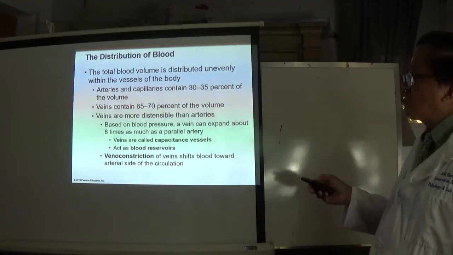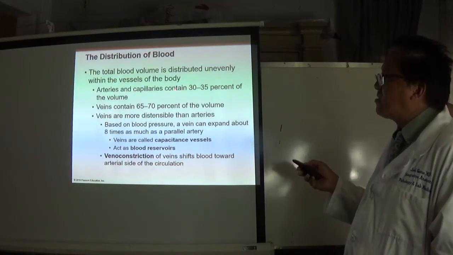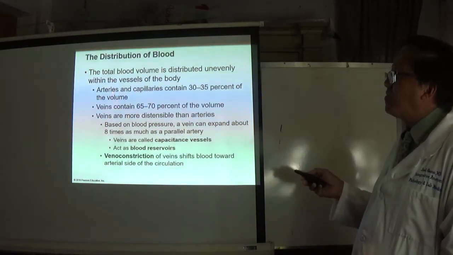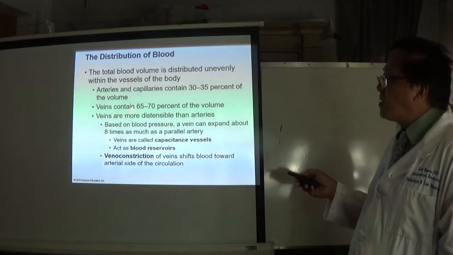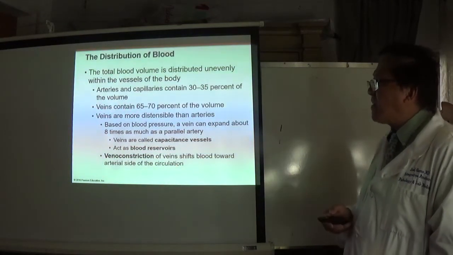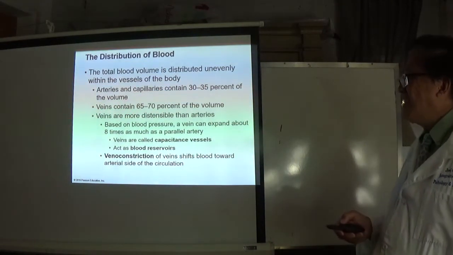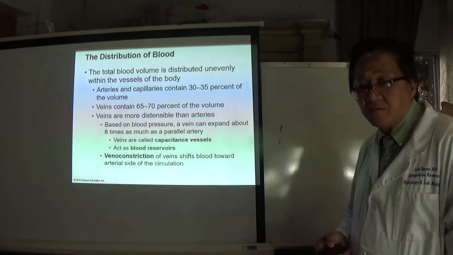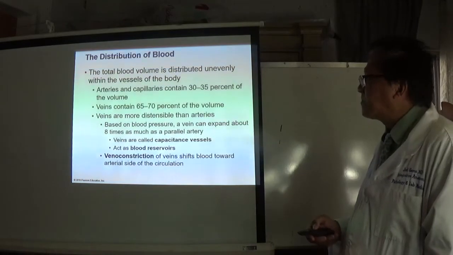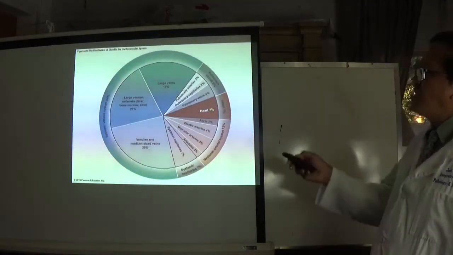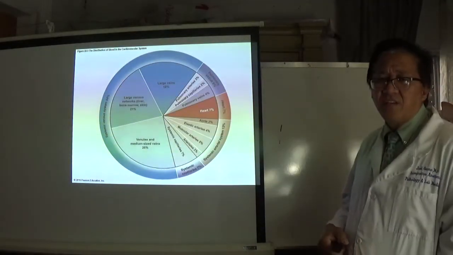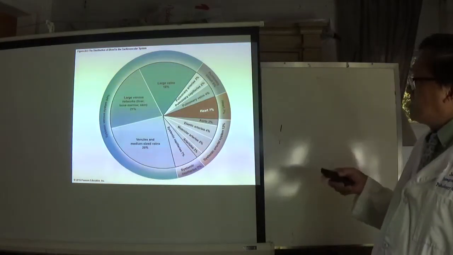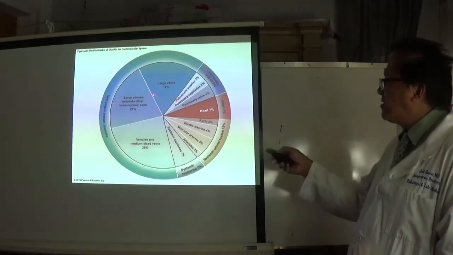So here is just to show you that arteries and capillaries contain 30 to 35% of the volume of blood we have. Most of the blood is found in the veins, 65 to 70%. And again, you can see here the different roles played by the veins as what we call blood reservoirs, okay? So here is just a distribution of blood in the cardiovascular system. I don't expect you to memorize this. It just proves one thing: most of the blood is found in the veins, okay?